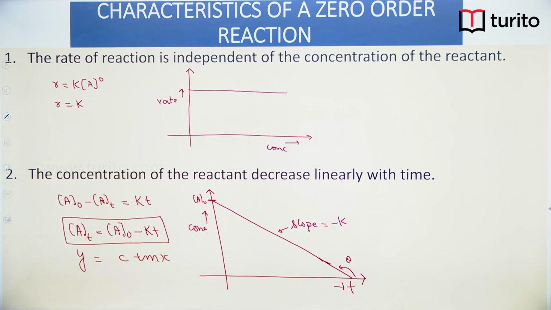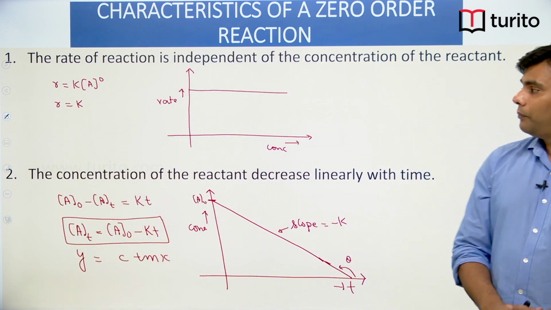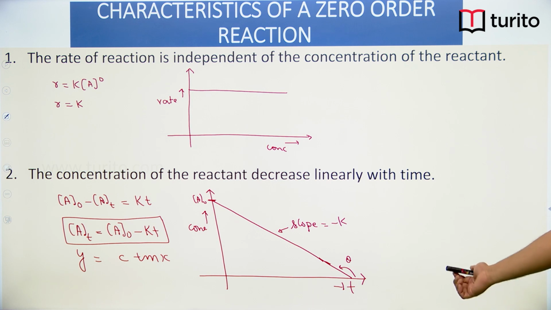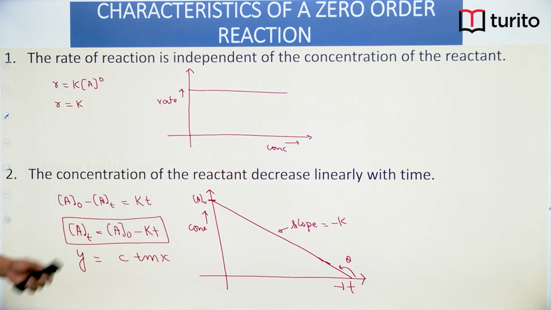Just draw these graphs also. Graphs are very important for different orders of reactions. Okay. So basically the characteristics of a zero order reaction are that the rate of a reaction is independent of concentration and the concentration of the reactant varies linearly with time.